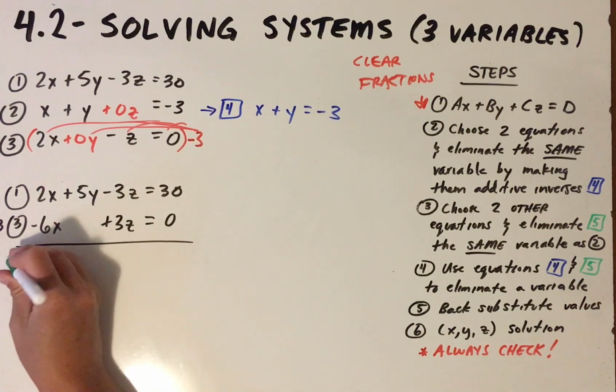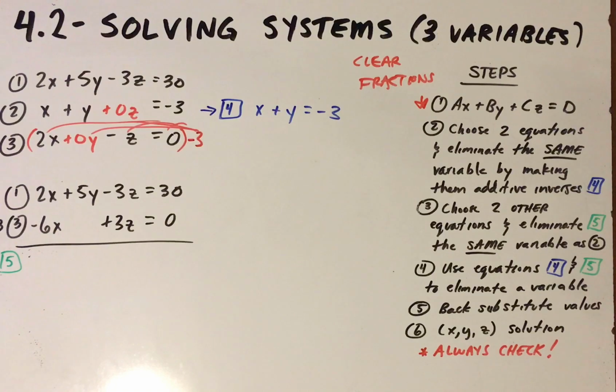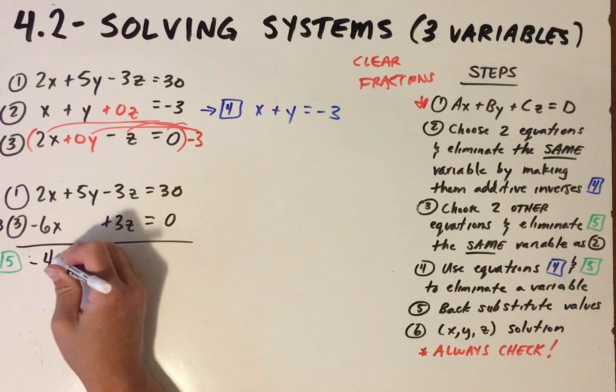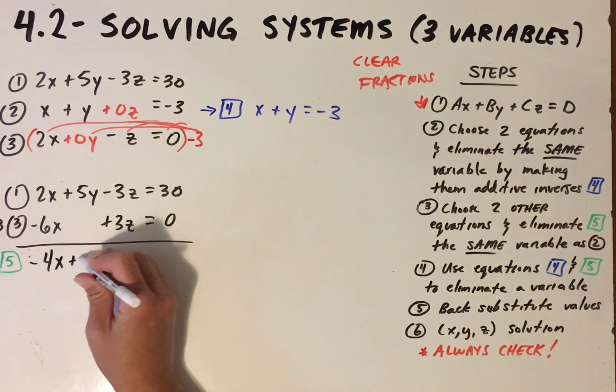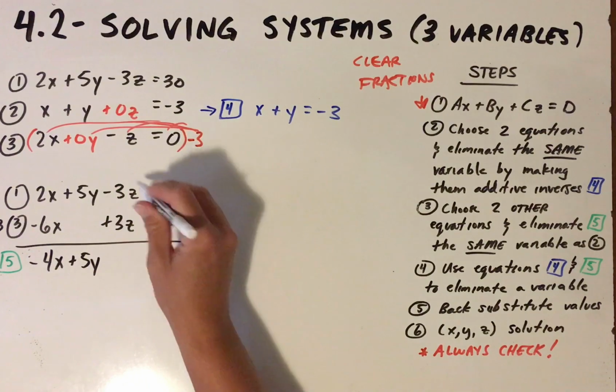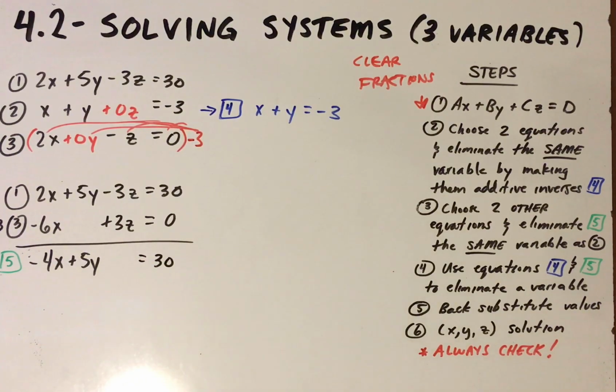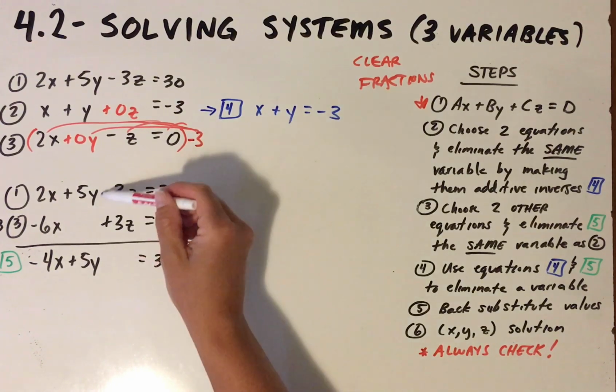And my equation 5 is going to give me a negative 4x. Going to bring down that 5y. These sum to 0. That was the point. And that's going to be equal to 30. Okay, again, so I made it so that I could eliminate these z's.